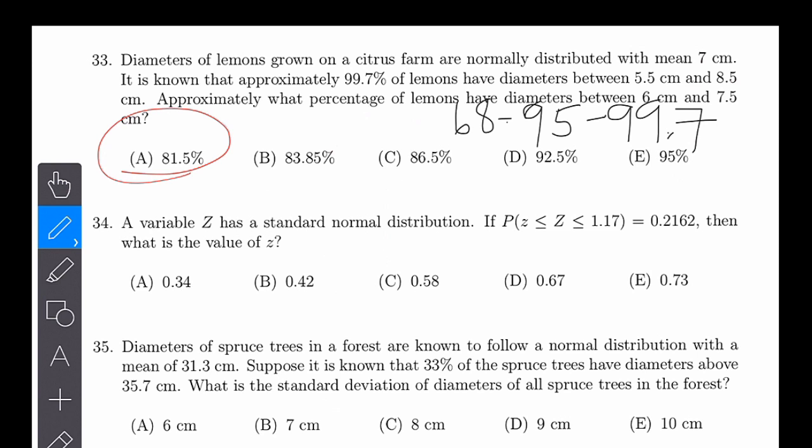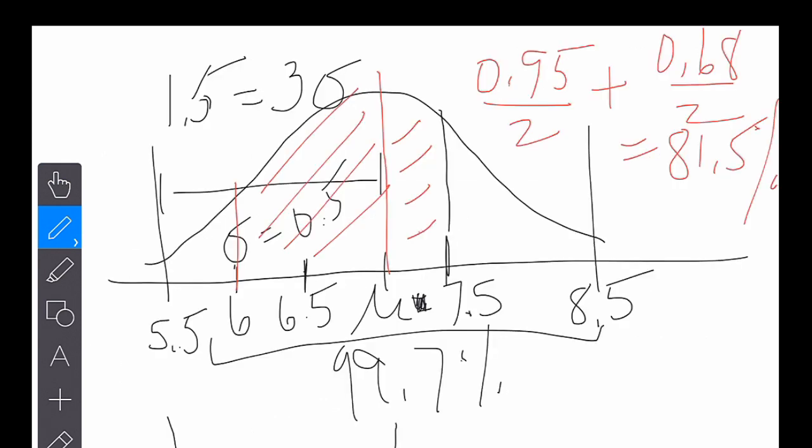Let's see. So this problem, the next one, Chloe, you just got half of it. You just got this half here. That's 47.5, but the question asked, and I didn't notice at the beginning, goes up to 7.5, so you're actually going 1 more standard deviation this way. So it's 47.5 plus 0.34 to give 81.5.